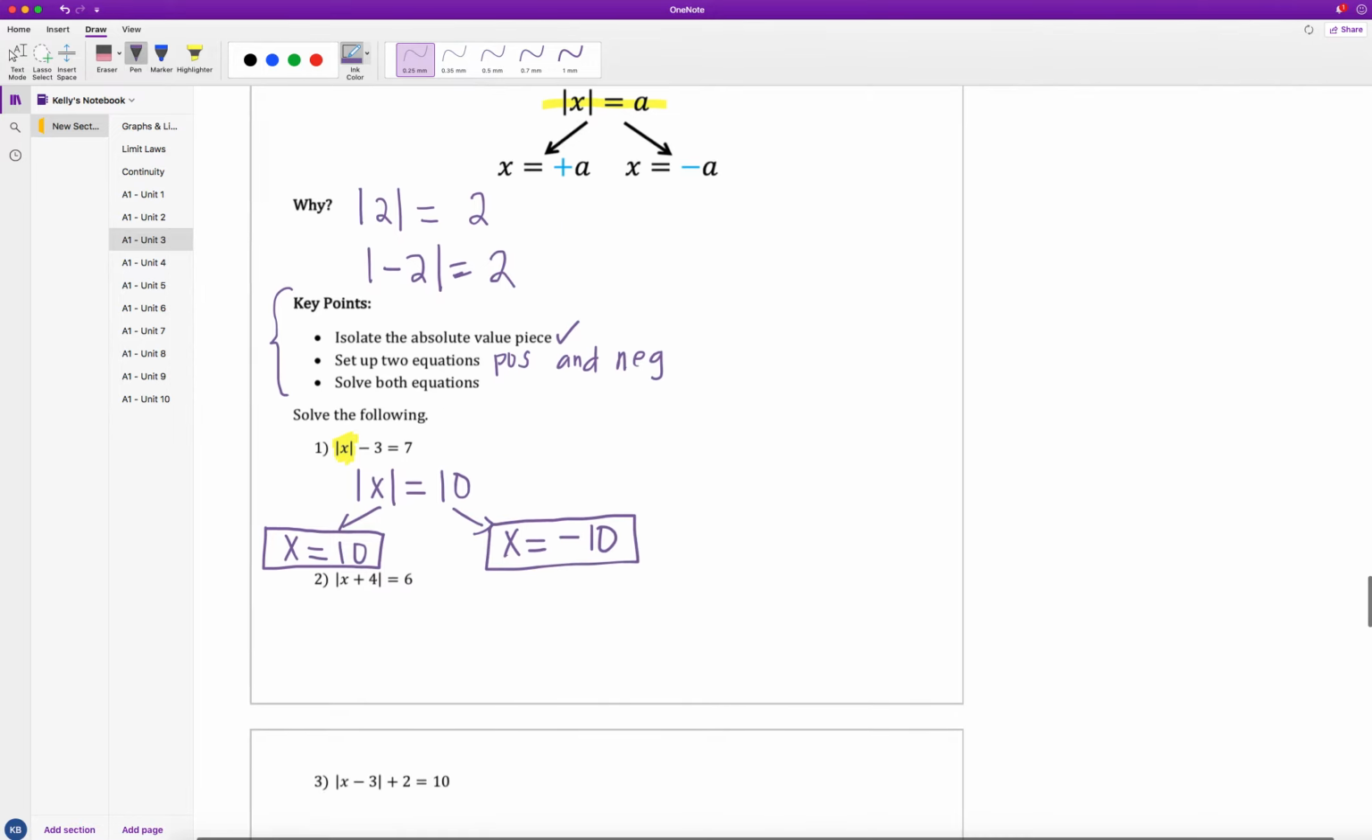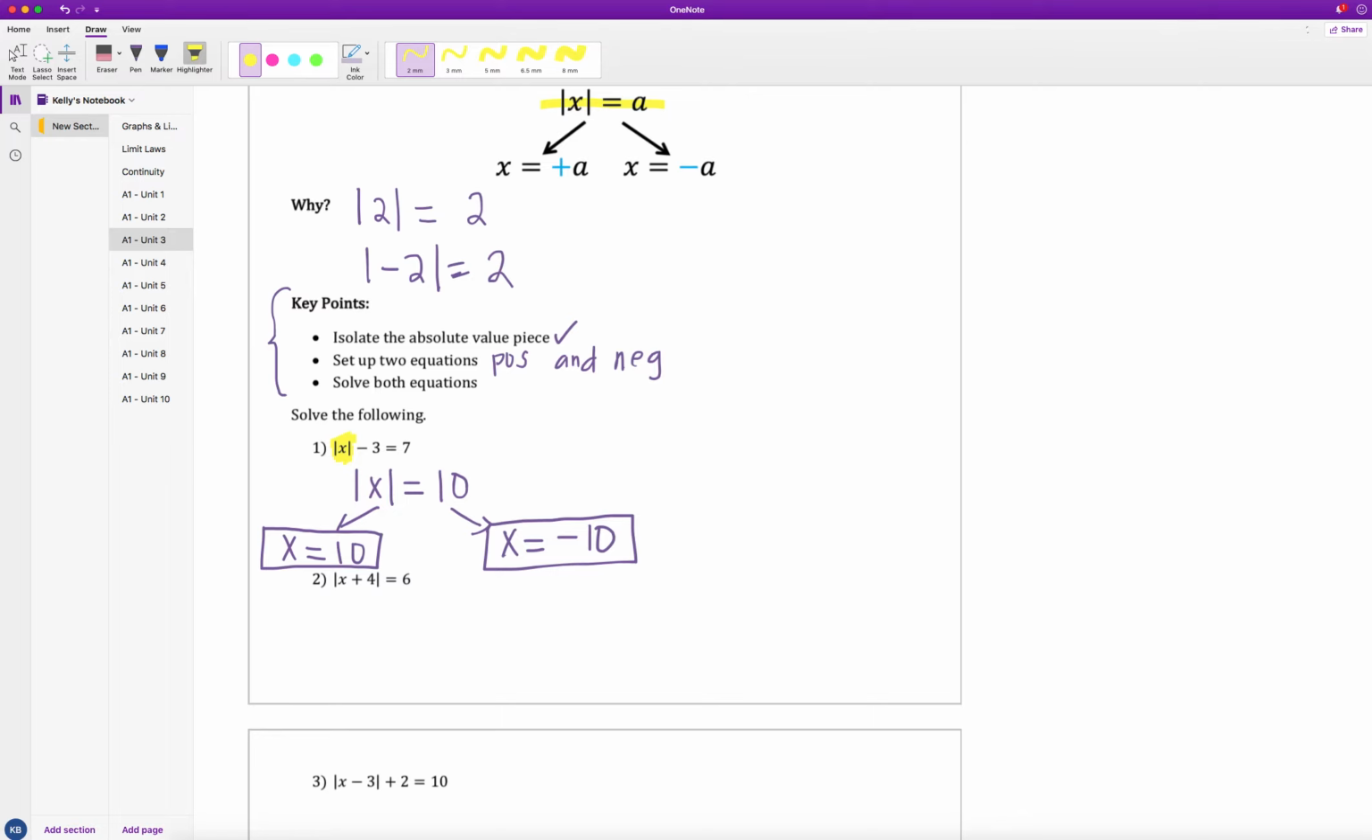Okay. Let's do example 2. In example 2, it says the absolute value of x plus 4 equals 6. So the first thing I need to know is, is the absolute value piece isolated? So you guys tell me, do you think the absolute value piece is isolated? Think about it. In this case, the absolute value piece is isolated because this whole term of x plus 4 is inside the absolute values, which means that I've already isolated the absolute values. They did it for me in the problem. So right away then, I can split into the positive and the negative.